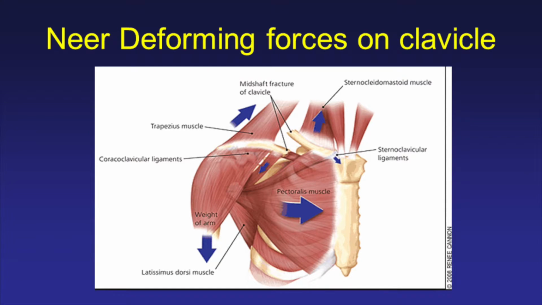Neer described, well, when we look at clavicle fractures, we have to think about the deforming forces. And Neer described 4 deforming forces: that from the trapezius muscle and the sternocleidomastoid muscle pulling superiorly, the weight of the arm pulling inferiorly, and then the pectoralis and the latissimus dorsi pulling medially.